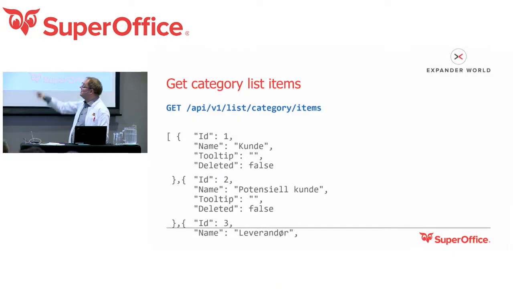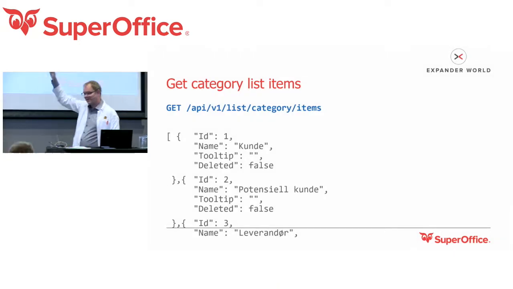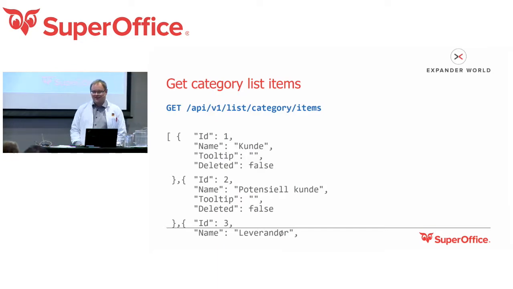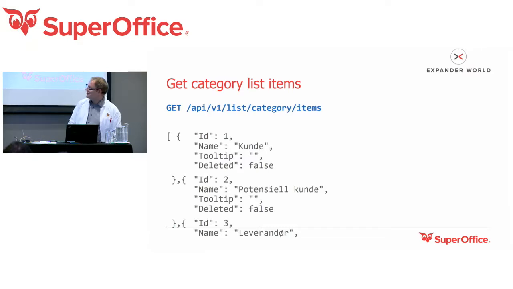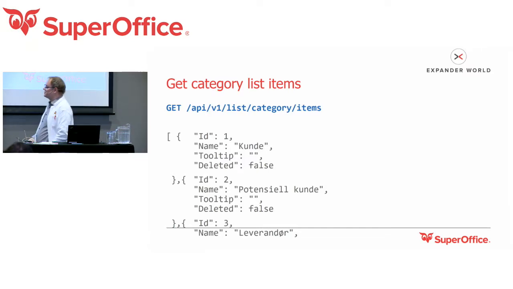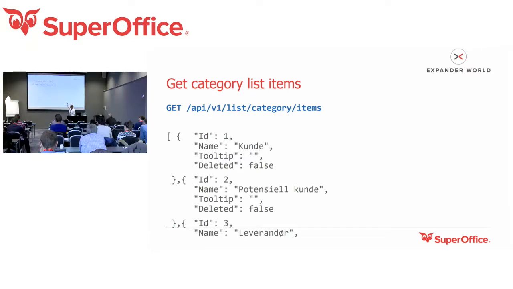But then if we say /items on the end of that, then we get the items. So here again we hide deleted items, so they don't show up by default. You can say $include deleted equal true, and you get back deleted items as well. And this is just a flat list of all the items in the list.